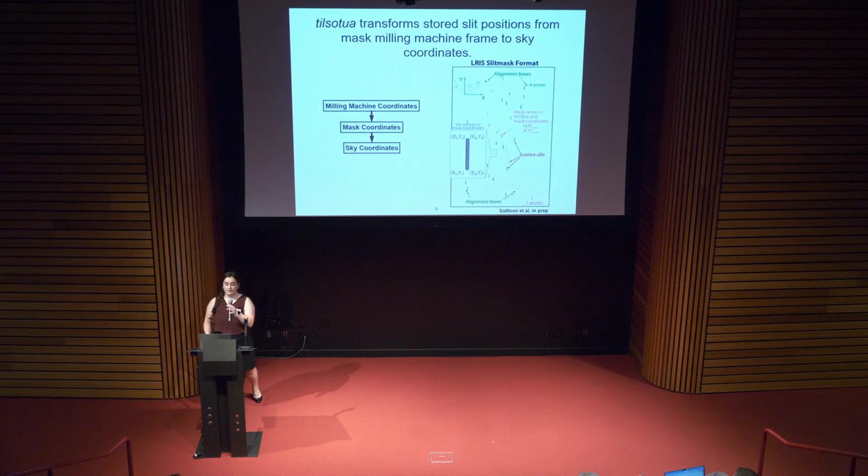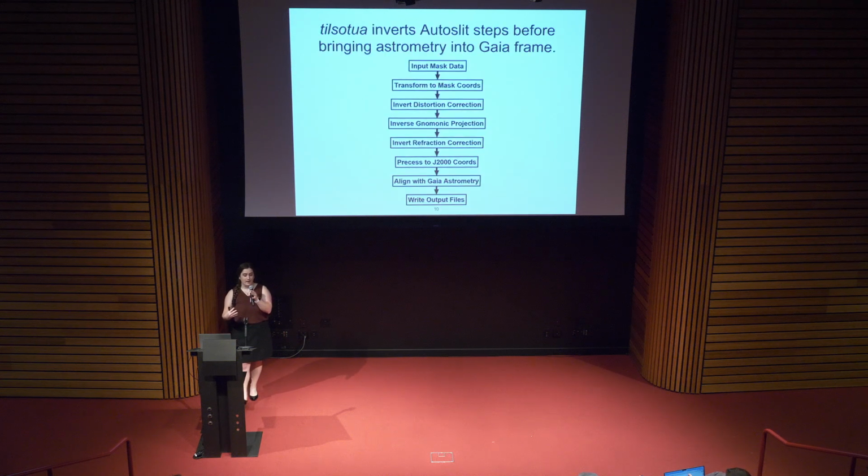But the basic idea for the code is to transform those stored slit positions from the coordinate system that they are stored in, which is the coordinates that the mask milling machine uses when it's creating the masks. And going back to sky coordinates, we have to step through the coordinate system that's used for the mask itself. You can see that here in the little diagram representing the slit masks. And that's done by first inverting all of the calculations and steps that AutoSlit does, hence the name of the code, and then also performing a correction to bring that resulting astrometry into agreement with our modern Gaia frame.